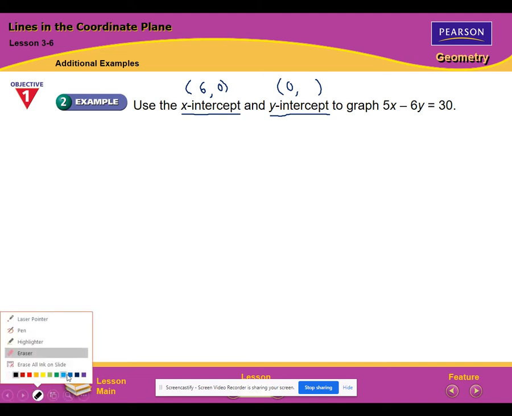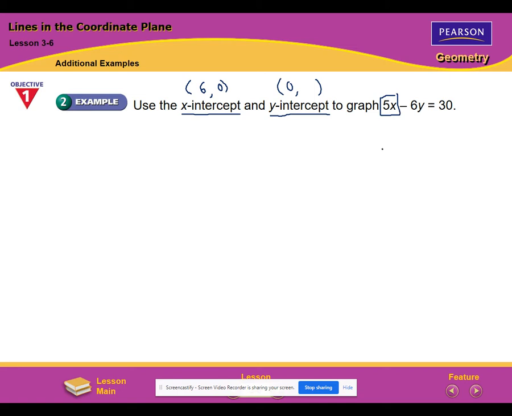Or if I plug a 0 in for x, this part of the equation disappears, and you're left with just negative 6y equals 30. I'm sorry, I don't know what I'm saying today. Negative 6y equals 30, you could solve by dividing both sides by negative 6. That would give you negative 5. So the output would be negative 5.